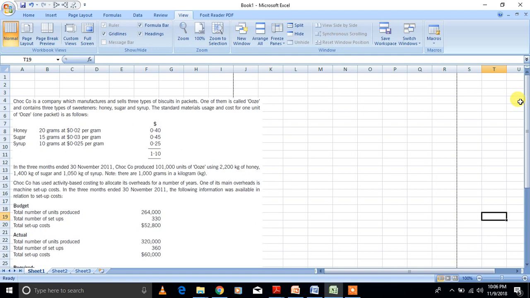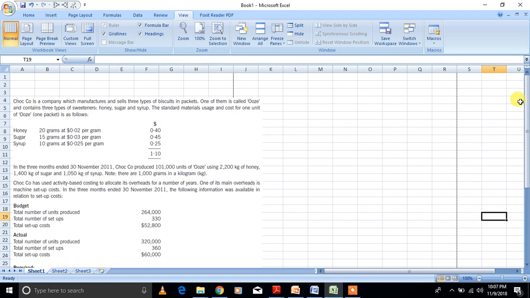Choco is a company which manufactures and sells three types of biscuits in packets. One of them is called Ooze and contains three types of sweeteners: honey, sugar, and syrup. The standard materials usage and cost for 1 unit of Ooze, that is 1 packet of Ooze, is as follows: honey, sugar, and syrup 20 grams, 15 grams, 10 grams, with prices and the cost given. In the 3 months ended 30th November 2011, Choco produced 101,000 units of Ooze using 2,200 kilograms of honey, 1,400 kilograms of sugar, and 1,050 kilograms of syrup. Note, there are 1,000 grams in a kilogram.